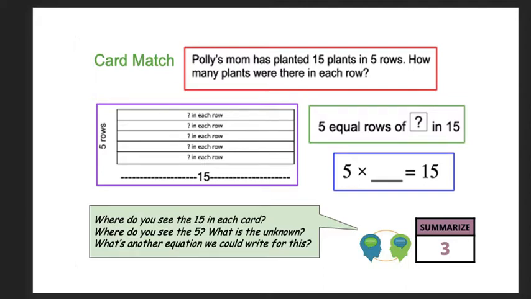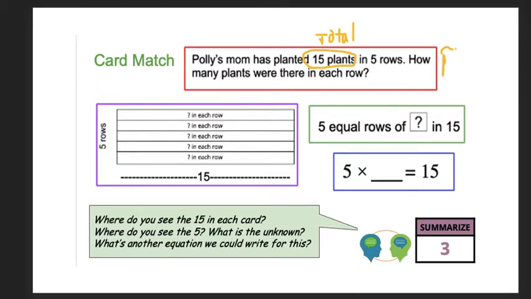So this is one example. Polly's mom has planted 15 plants in 5 rows. How many plants were there in each row? It already gives us two key pieces of information. 15 plants. This is the total, right? So let's say there's a strategy here, but let's say I also show a tape diagram.